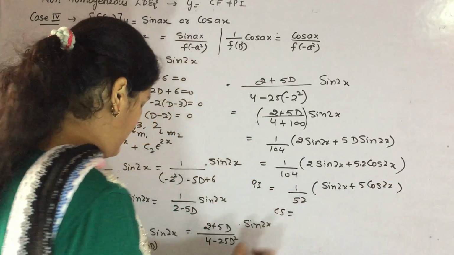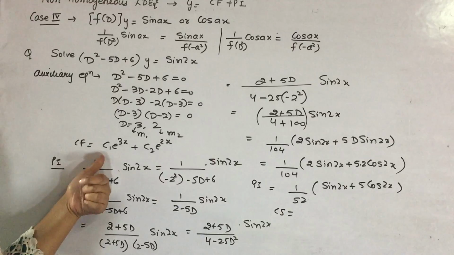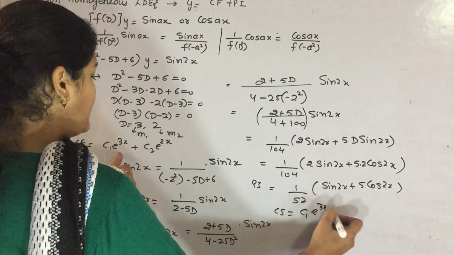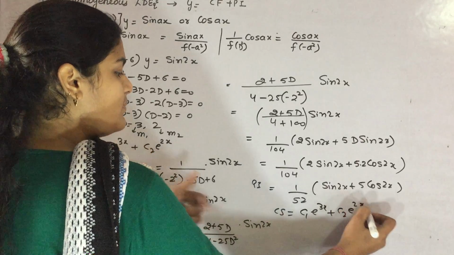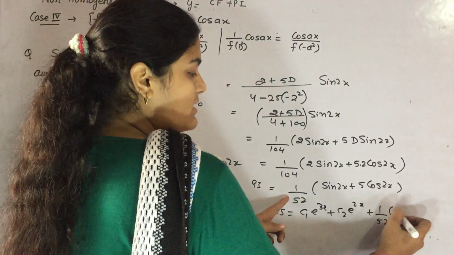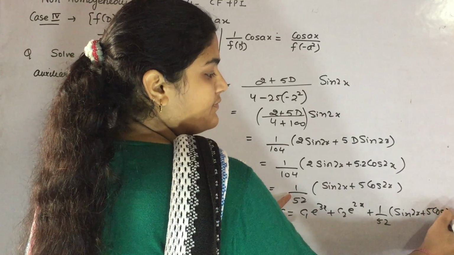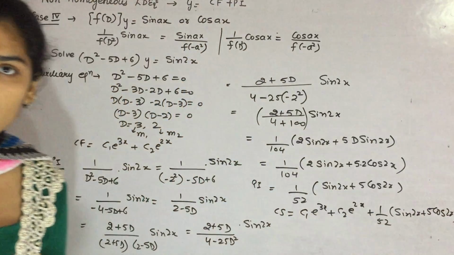Now your complete solution will be complementary function plus particular integral. That means c1 e raised to power 3x plus c2 e raised to power 2x plus 1 by 52 of sin 2x plus 5 cos 2x. I hope you understand it.